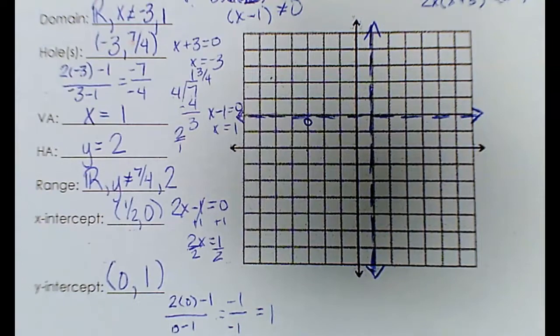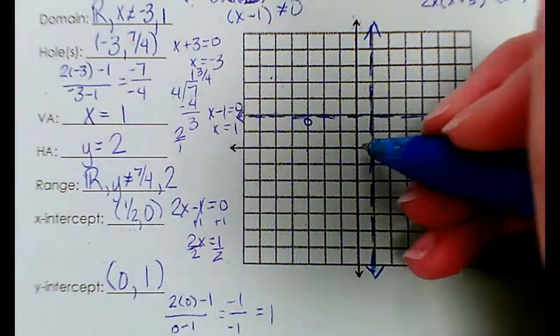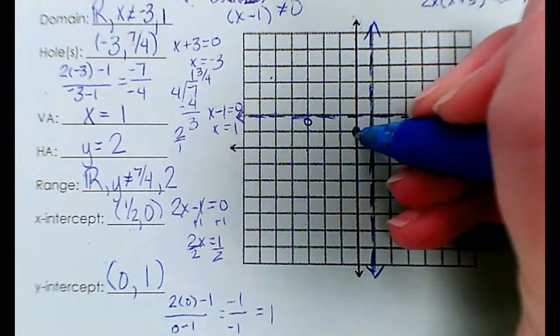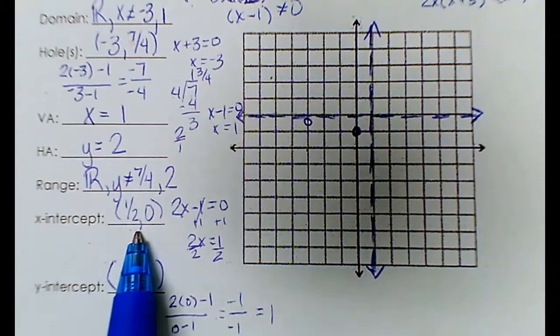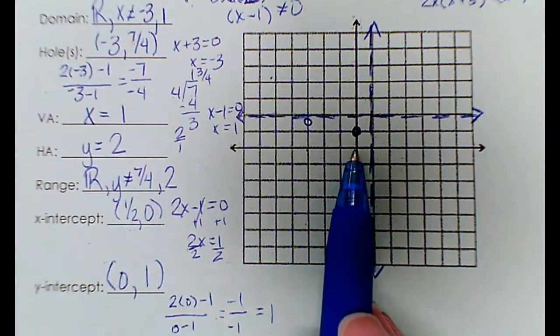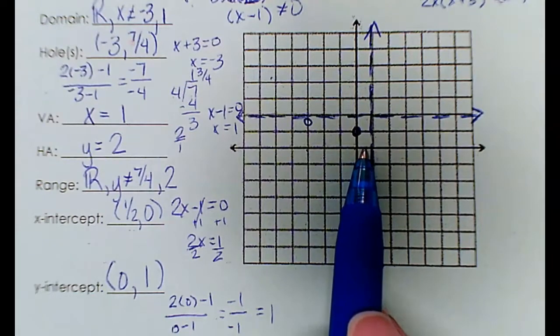And I need to graph the intercepts. So the Y-intercept looks pretty easy to graph. 0, 1. 0, 1 right here. Then the X-intercept is what? Where's the X-intercept? 1/2, 0. Yeah, how do I graph 1/2, 0? Where do I go from the origin? Not up, because it needs to be on the x-axis, because it's an X-intercept. To the right, how much? Just a half of a box, right?